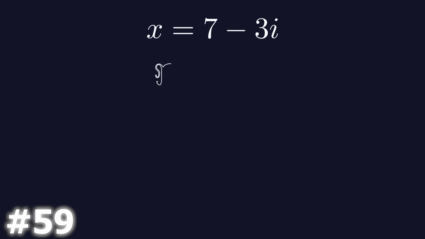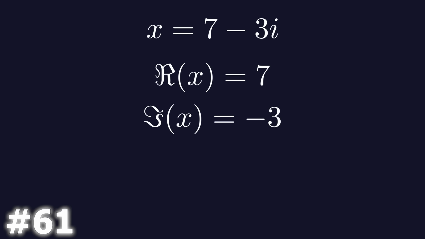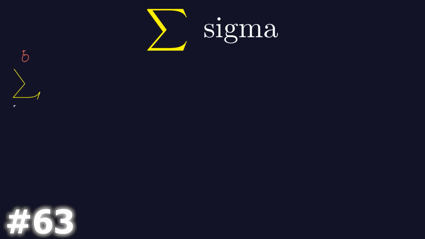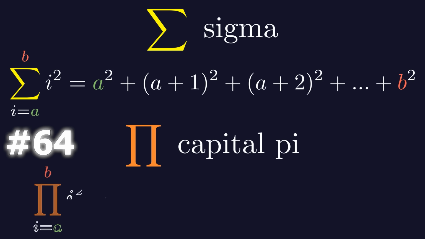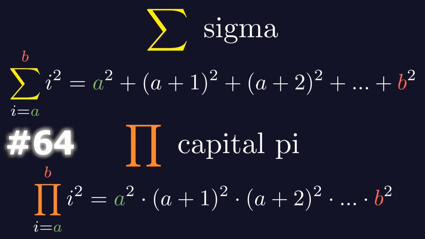The fancy R denotes the real part of a complex number. The fancy I denotes the imaginary part of a complex number. Using a bar above a complex number, we can denote the complex conjugate of that number, which just changes the sign of the imaginary part of the number. Greek letter sigma is used to denote summation of a series of terms. Capital Pi works the same as sigma, but it denotes a product.